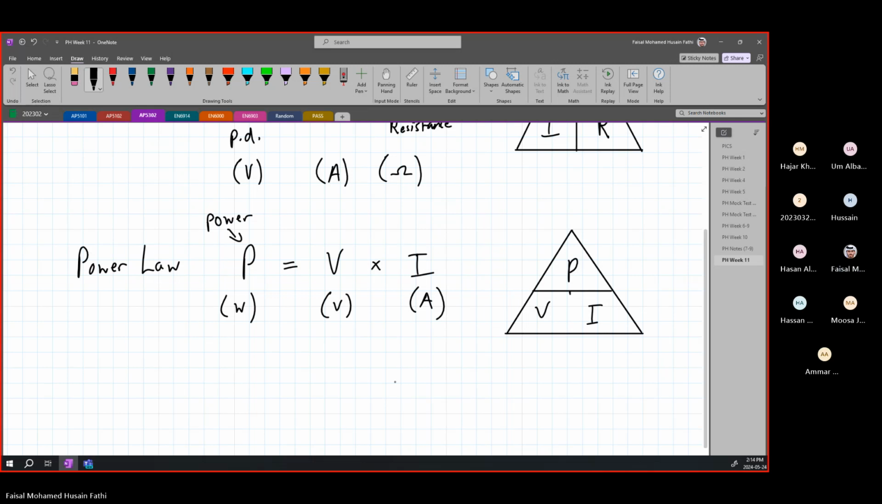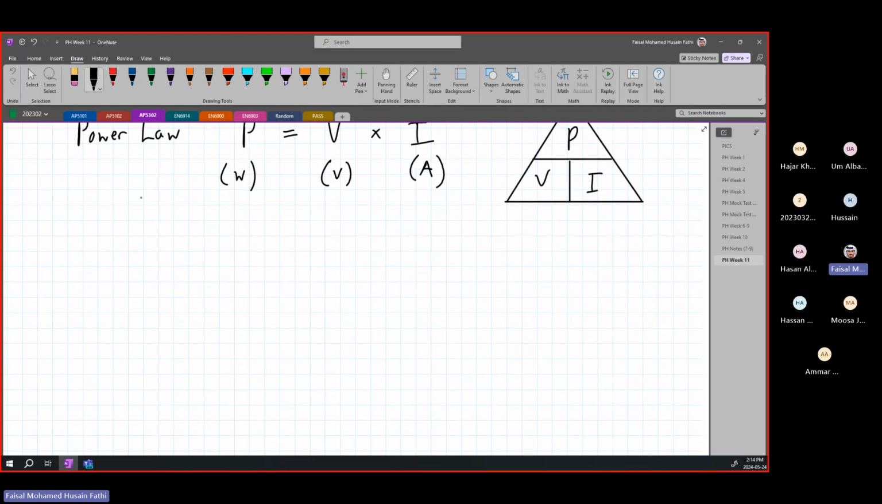So again, if you were trying, for example, to find voltage, it's going to be P over I. All right. If you're trying to find current, it's going to be P over V. And if you're trying to find the power, it's going to be V times I. All right. This is how you would look at the triangle.